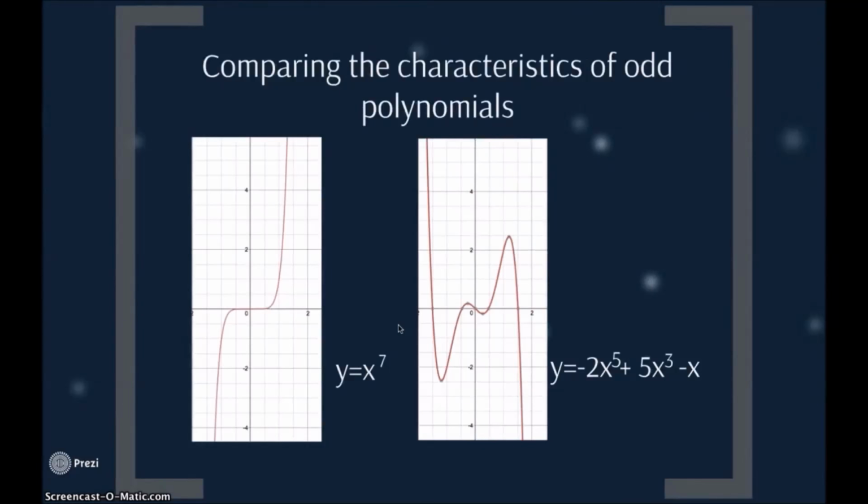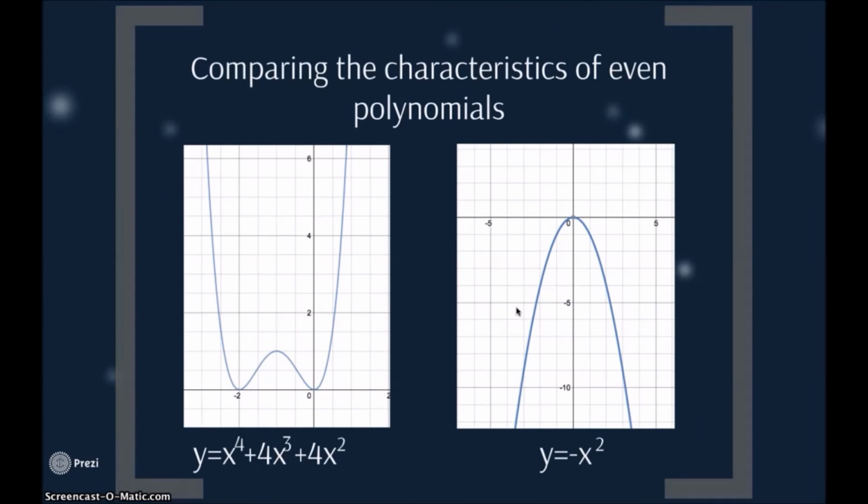Now let's compare the characteristics of odd polynomials. We can see that both graphs have the same end behavior, which ends in opposite directions. However, for the first one, it extends from quadrant 3 to quadrant 1, and it has no local and global points. However, it does have 3 x-intercepts. Now for the second graph, it extends from quadrant 2 to quadrant 4. It has 1 local max and 1 local min, but it has no global maximum or minimum points. And it has 1, 2, 3, 4, 5 x-intercepts.